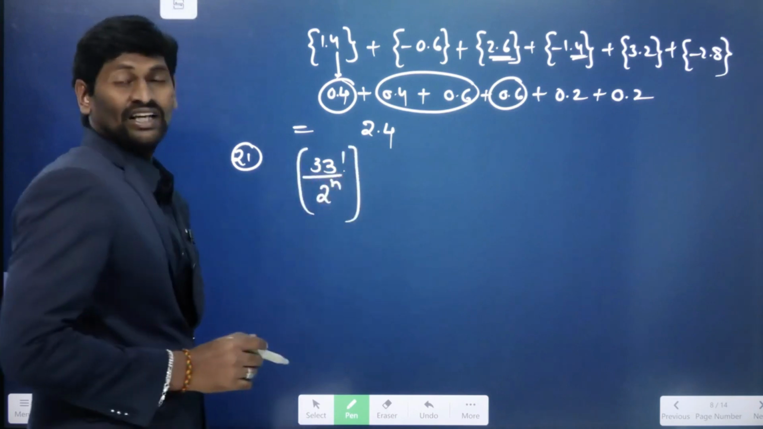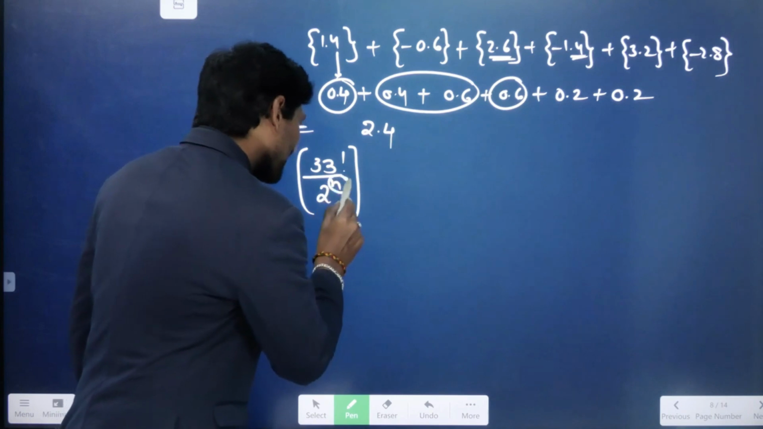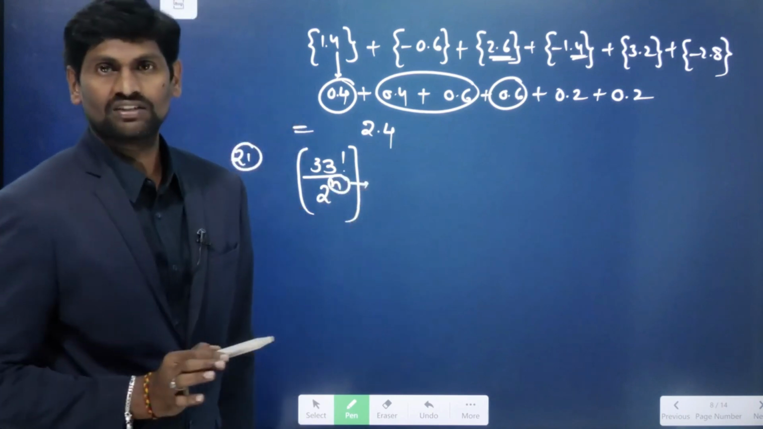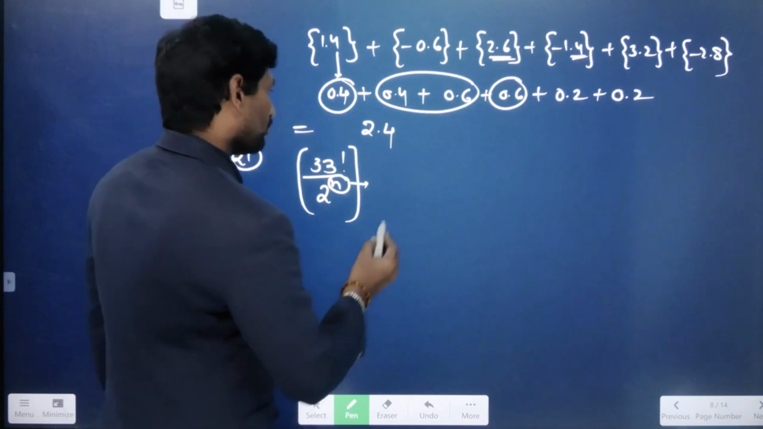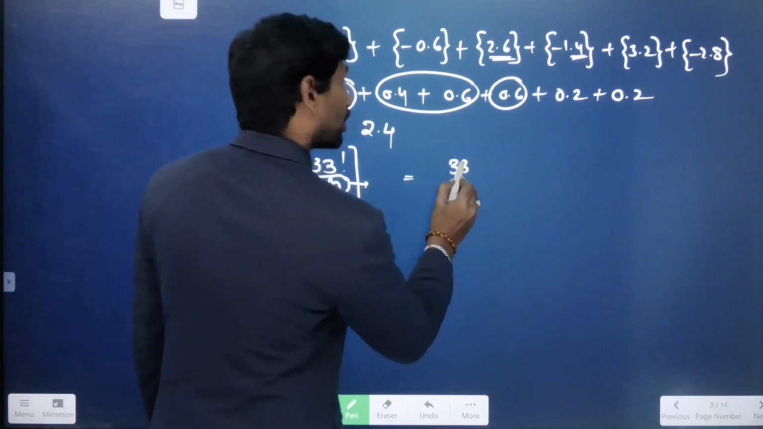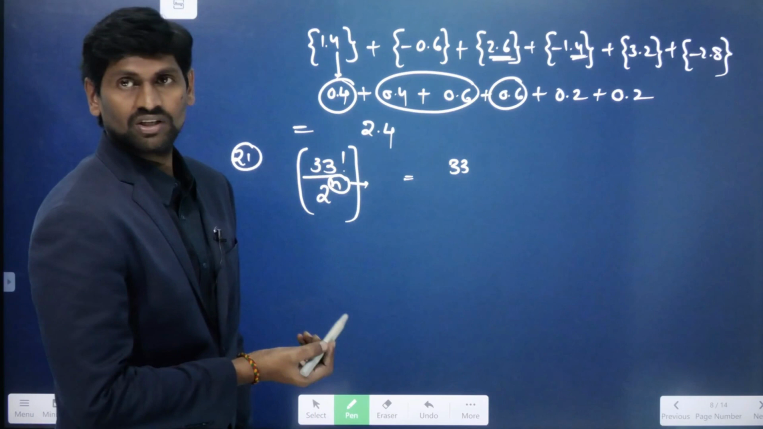And we need to find the n. What is n here? The n value will be the highest power. Am I right? So how do we find the highest power? Is it a prime number or not? 2 is a prime number.